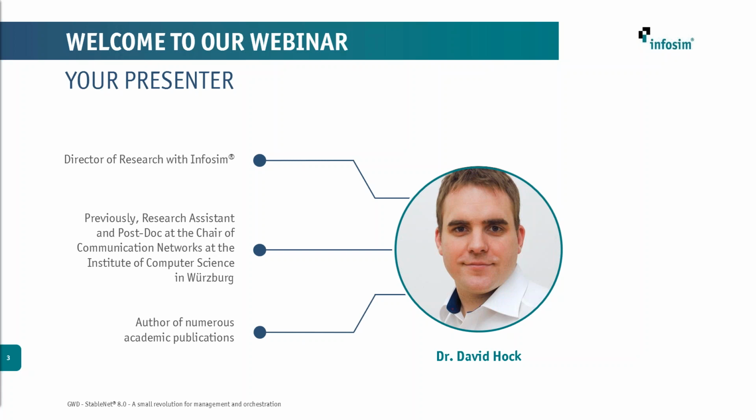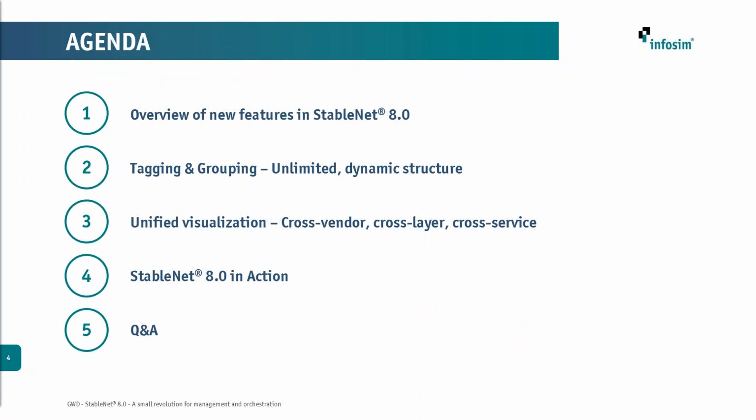Thank you very much, Dietmar. So welcome again, and let's start right away with a quick look at the agenda. In this webinar, I will first give a really brief overview of the new features in STABLENET 8.0 in general, and then I will particularly address two new main features of STABLENET: tagging and grouping, unlimited dynamic structure, as well as unified visualization, cross-vendor, cross-layer, cross-service. Then I will quickly talk about STABLENET 8.0 in action, and we will end with questions and answers.